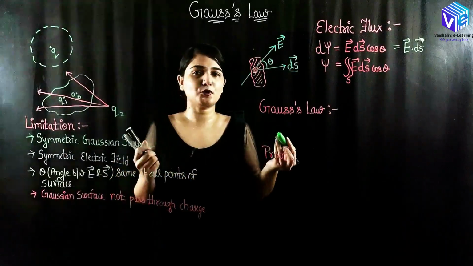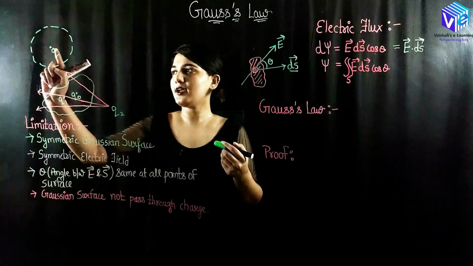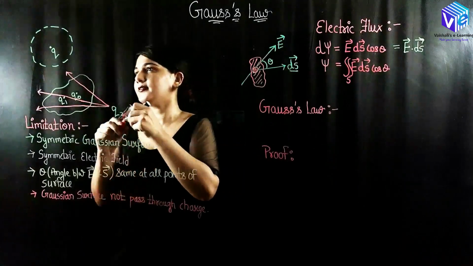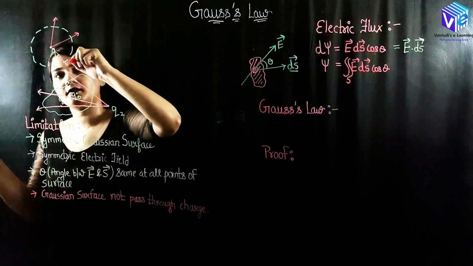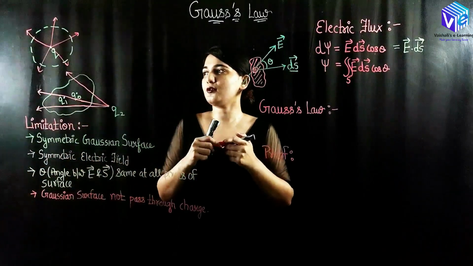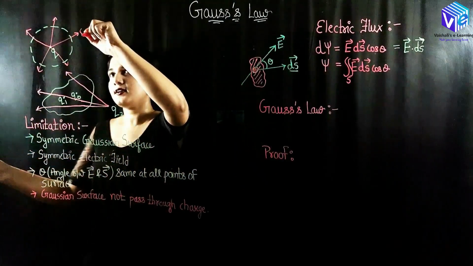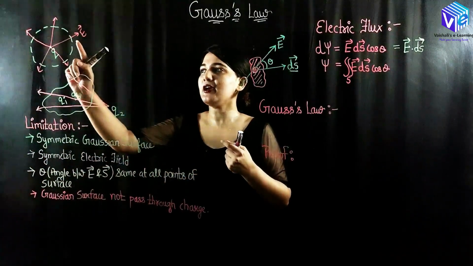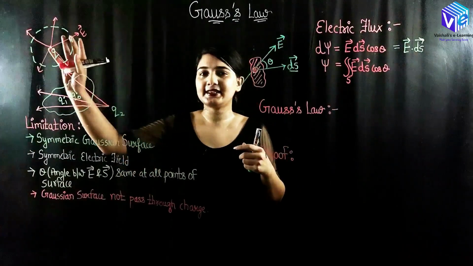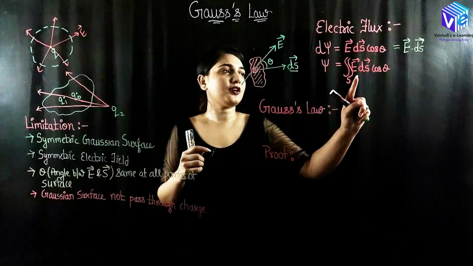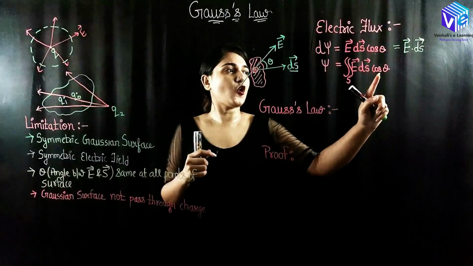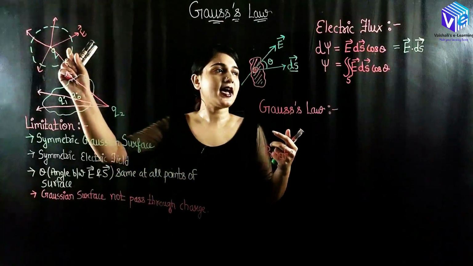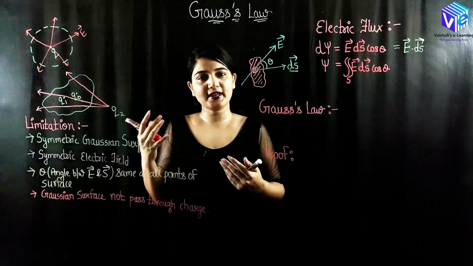Now let's suppose we have a sphere like this. At the center we have a charge. Because of this charge we will have the electric field. Now we have these electric fields, and you can see at the surface they are making a 90 degree angle with the surface. So in this condition, E ds cos theta, where theta will be 0 here, psi will be equal to the integration of E ds.